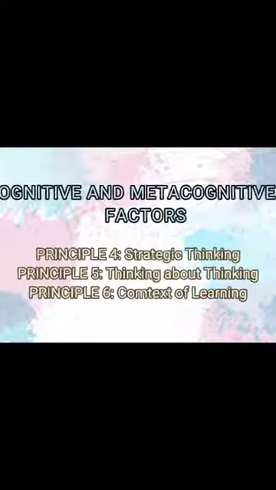Now, I will continue with the fourth principle of the cognitive and metacognitive factors: strategic thinking. The successful learner can create and use a repertoire of thinking and reasoning strategies to achieve complex learning goals. Successful learners use in their approach to learning reasoning, problem solving, and concept learning.